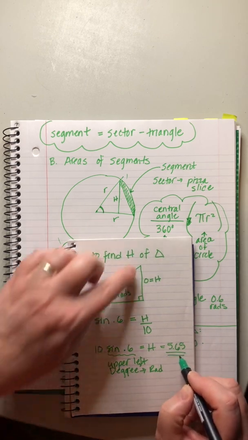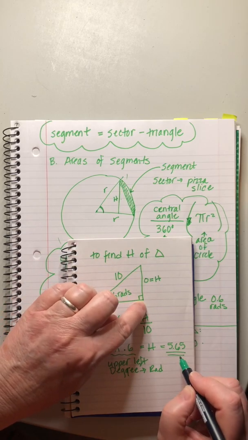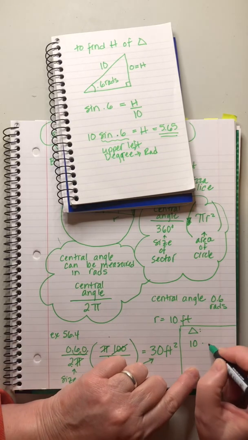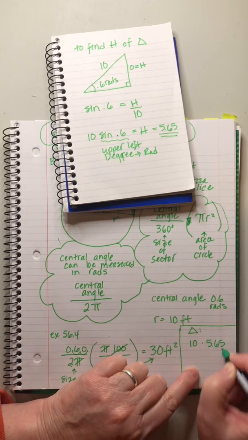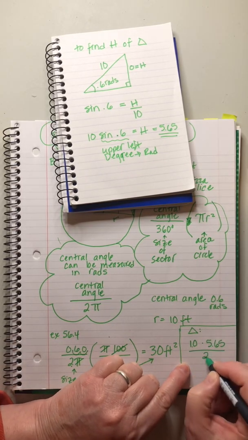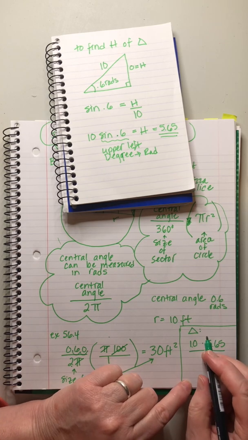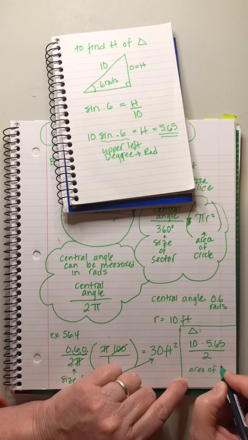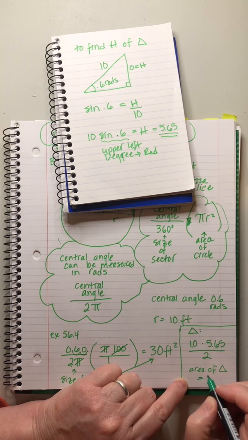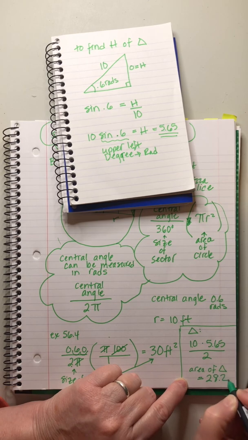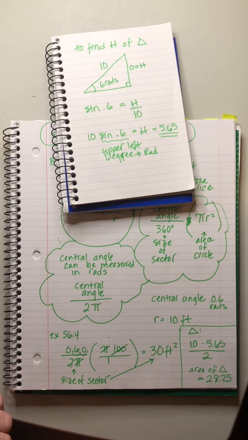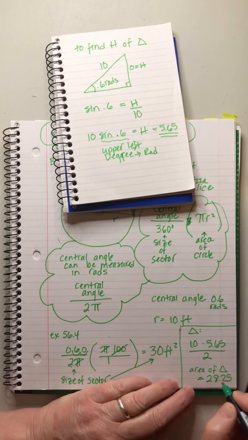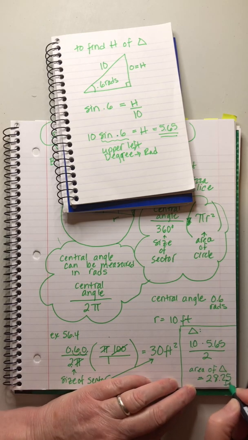This is the length of this height. So now we can take it back over here. It's 10 times 5.65, this is base times height, divided by 2. That tells us that the area of the triangle equals 28.25 feet squared.